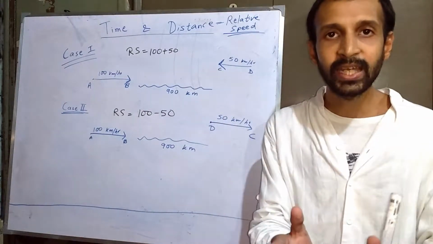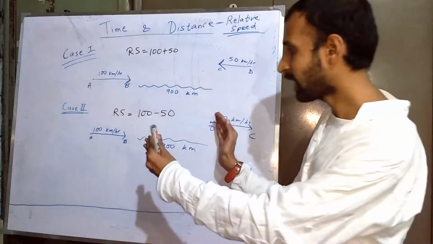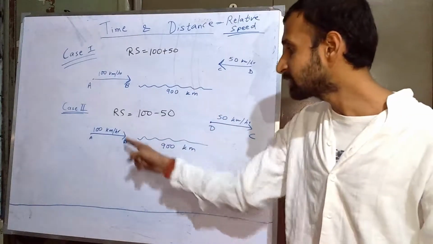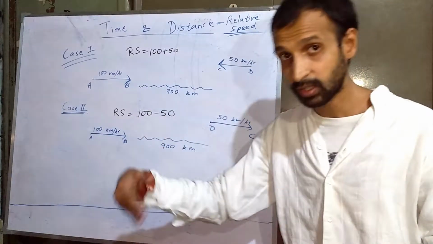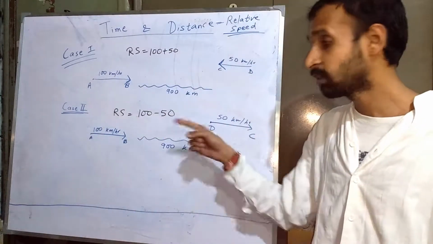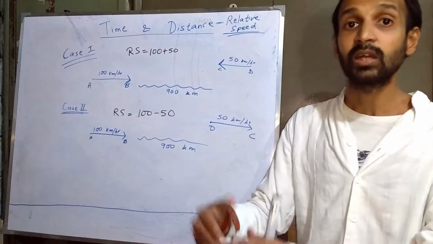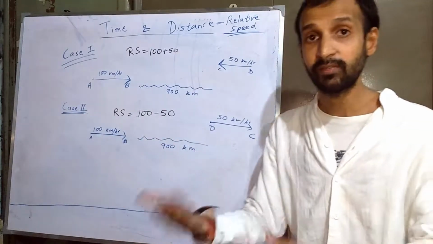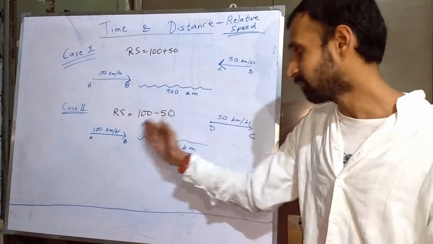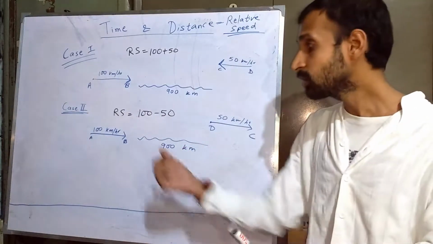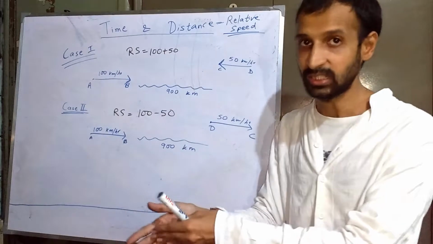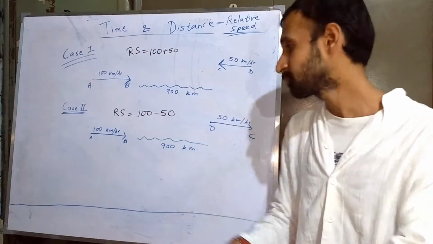Which means that in every 1 hour, the distance between them is decreasing by 50 kilometer. So after 1 hour, the distance between them will become 850. After a further 1 hour, it will become 800. After 3 hours, it will become 750. After 4 hours, it will become 700. So eventually it will become 0. When it becomes 0, the two trains will coincide, which means the two trains will meet each other.